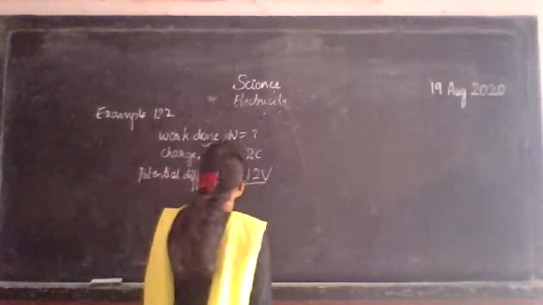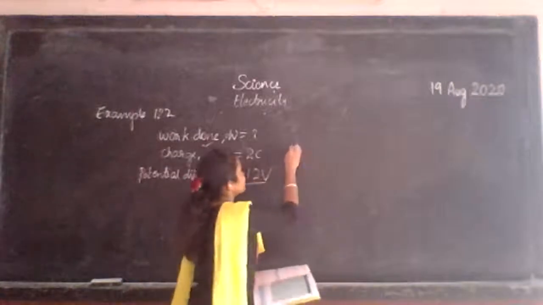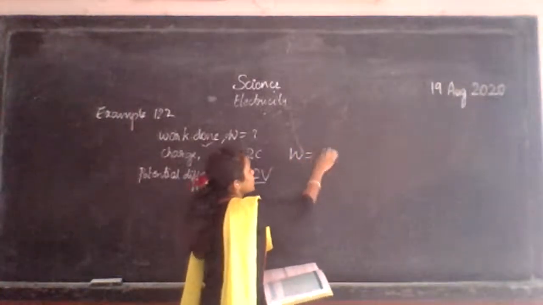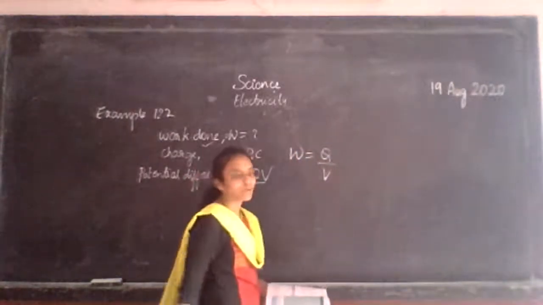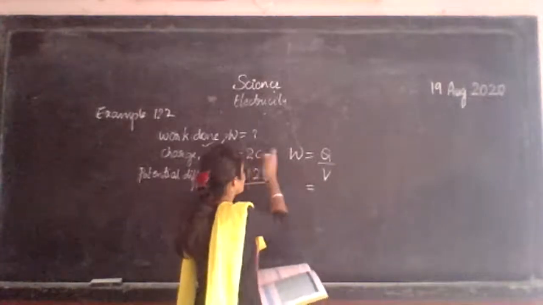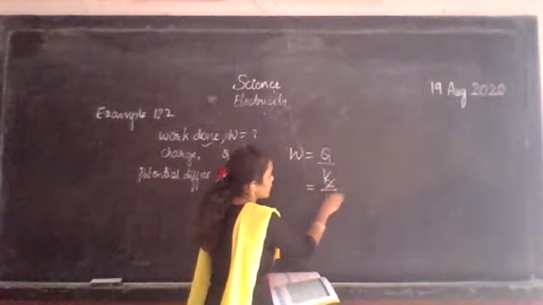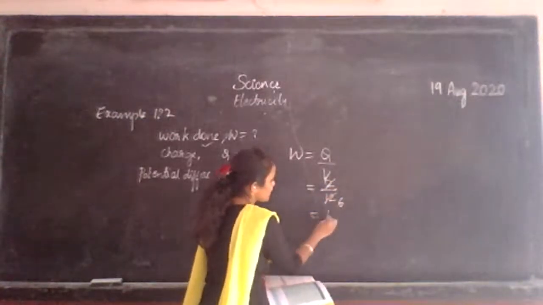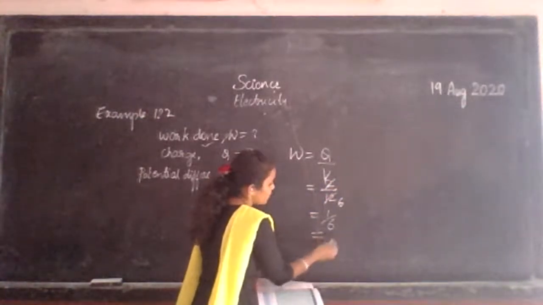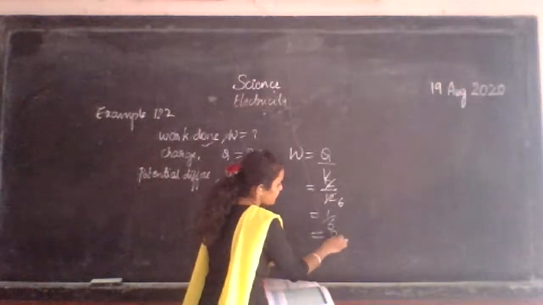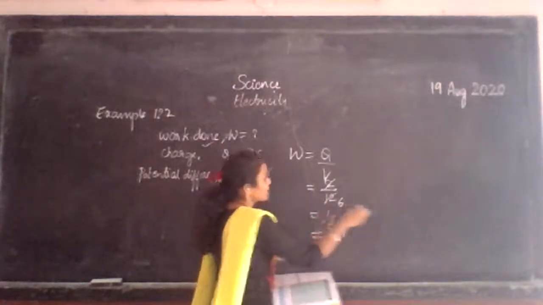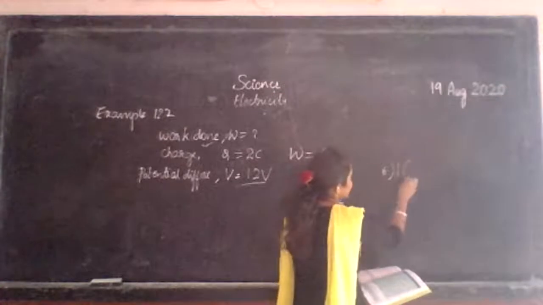Okay, so now I have a formula. Work done is equal to Q by V. Okay, so I will substitute Q and V. Q is 2, V is 12. So this is 1 by 6. That is 1 by 6, which is equal to 1 by 6. 1 divided by 6.